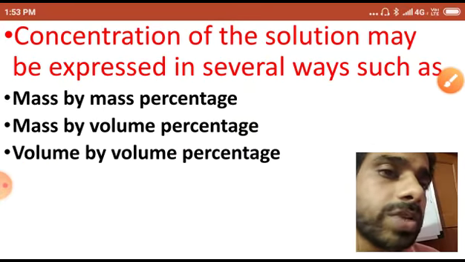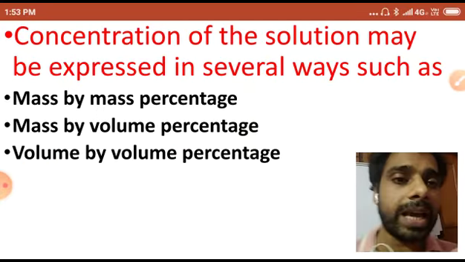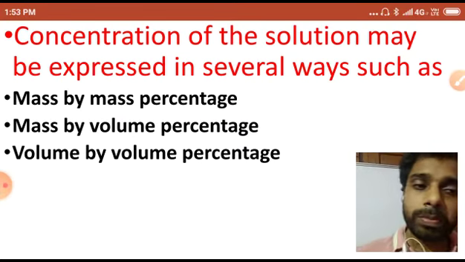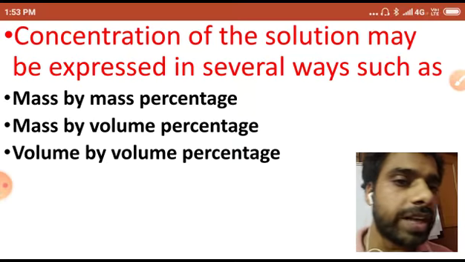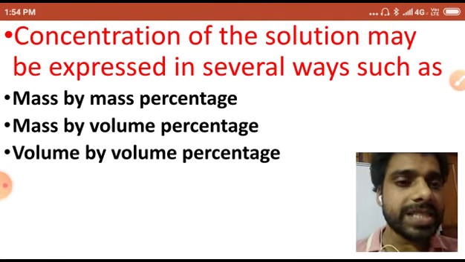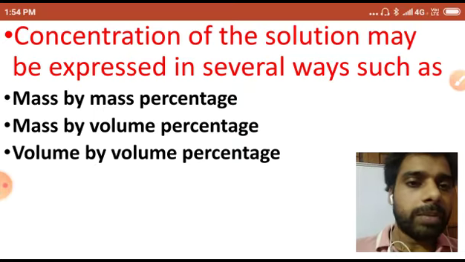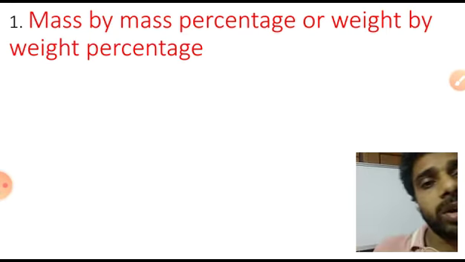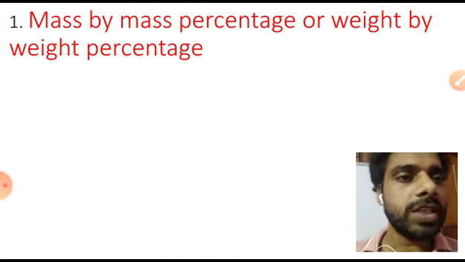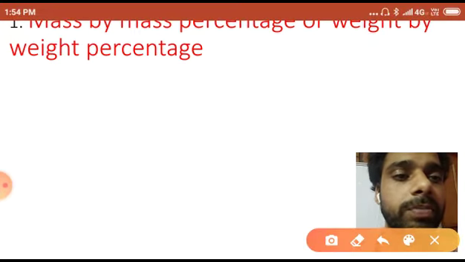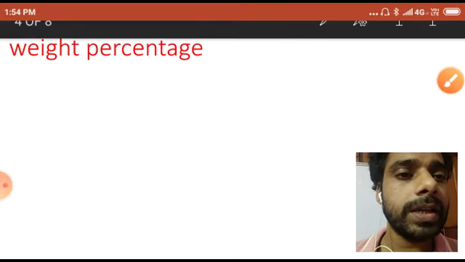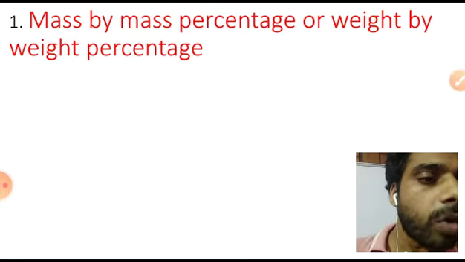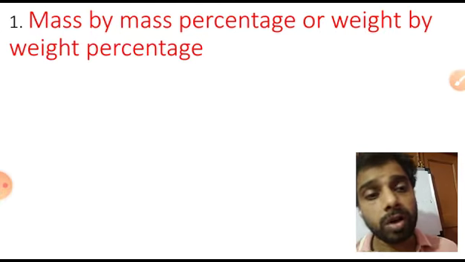So yes dear student, the concentration of a solution can be expressed in these three ways. By seeing the unit only you can find out in which way it has been expressed: mass by mass, mass by volume, or volume by volume. First of all I will talk about the mass by mass percentage, or weight percentage. What does it mean and how can we write the formula for that?